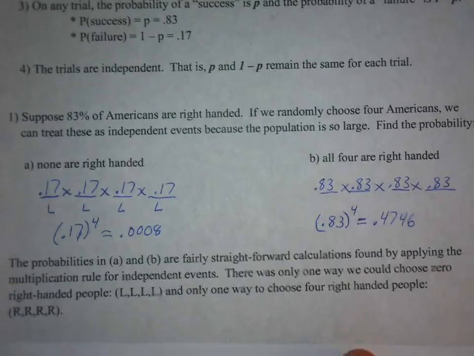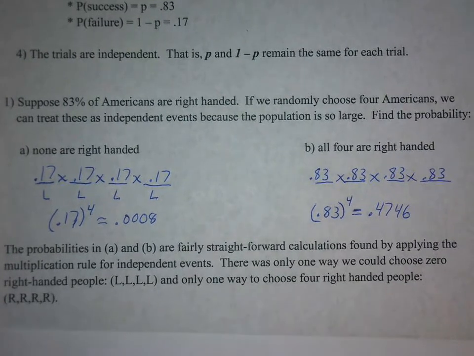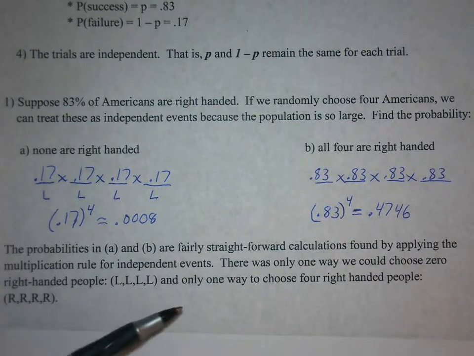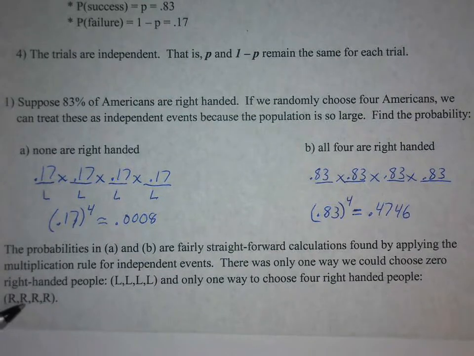Okay, so the probabilities in those two parts are fairly straightforward calculations found by just applying the multiplication rule for independent events. There was only one way we could choose 0 right-handed people, meaning left, left, left, left, and only one way to choose 4 right-handed people, meaning right, right, right, right.